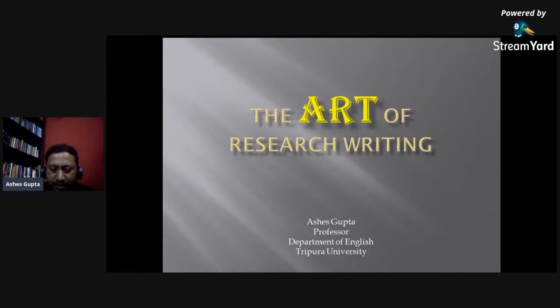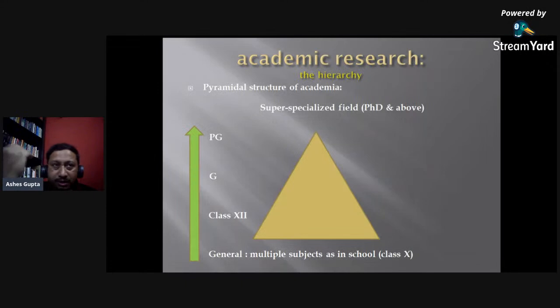So I start with my first slide, which goes back to an understanding of why we need to have research writing in higher academics. Now, instead of starting right from the technicality of research writing, I have gone back to an understanding of how we understand this entire hierarchy of academic research? And I'm presenting to you a pyramidal structure.